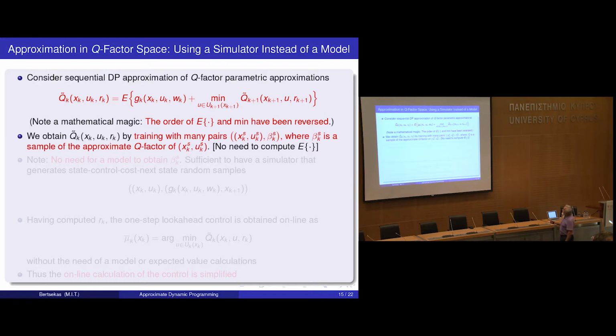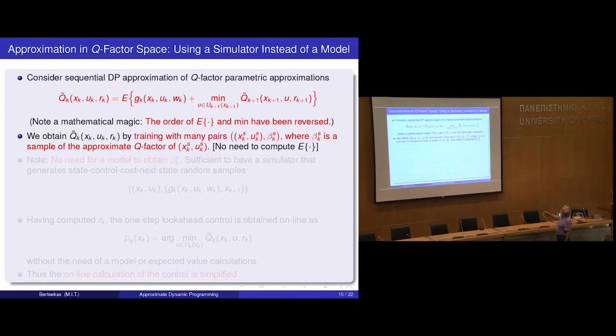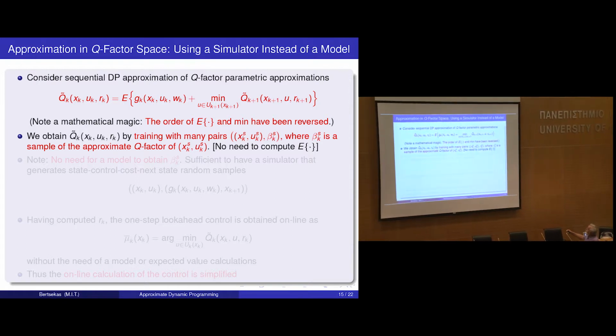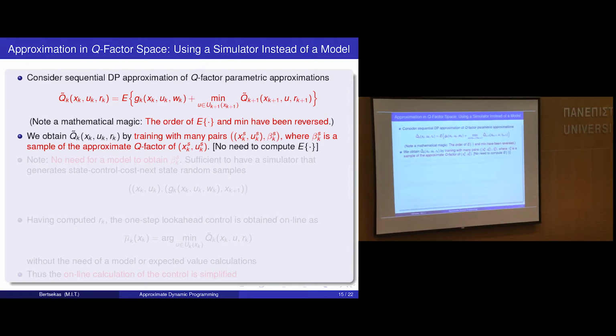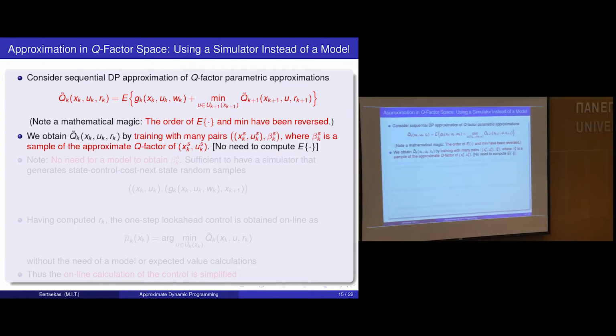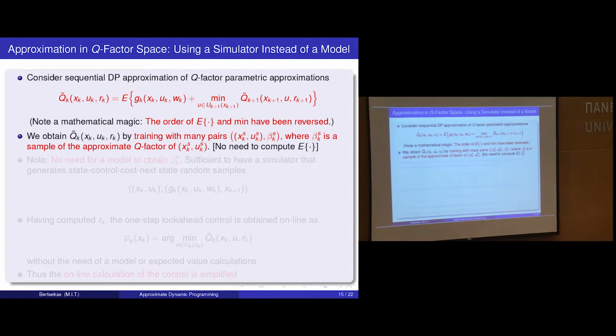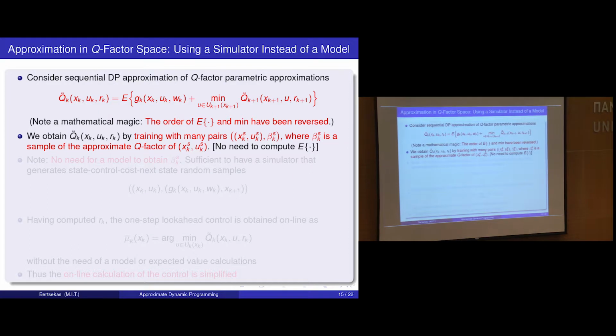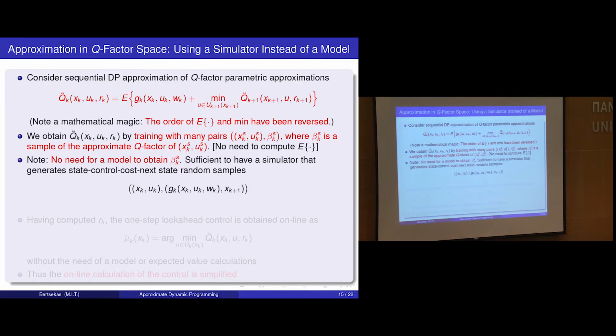Big difference here. And what we do is at stage k, we generate a training set involving state control pairs, sample state control pairs, and values beta k, where beta k is not the expected value necessarily, but a sample of this expected value, okay? And we generate this large training set, and then we put them all together into a regression. And there is no need for a model to generate a sample for this. A computer model will be sufficient.